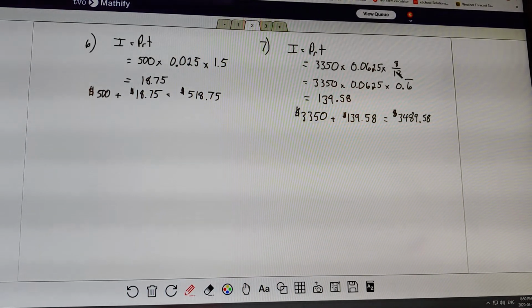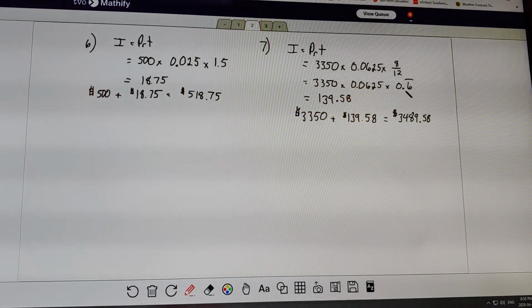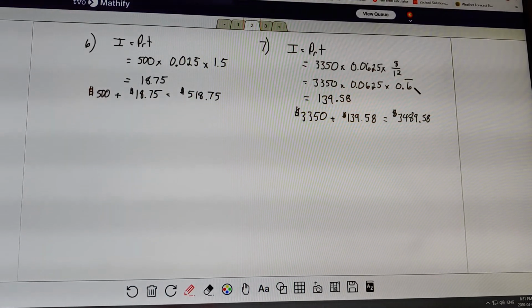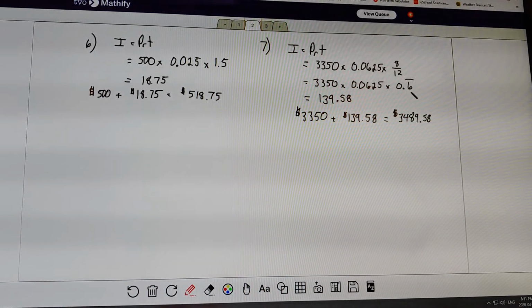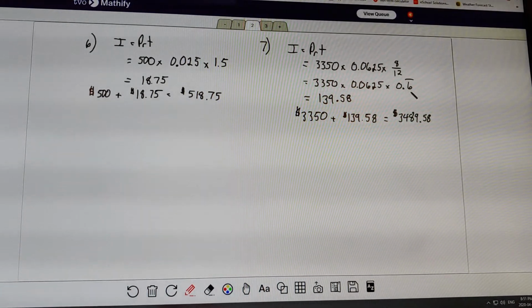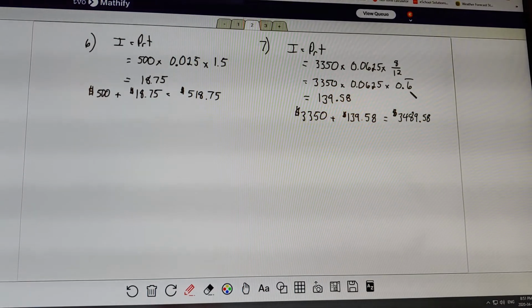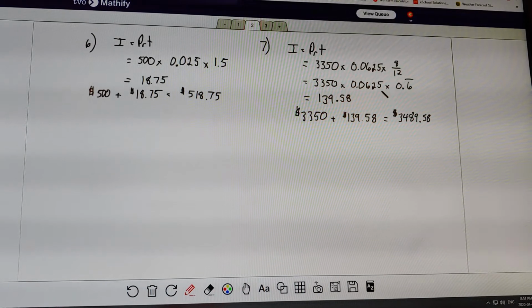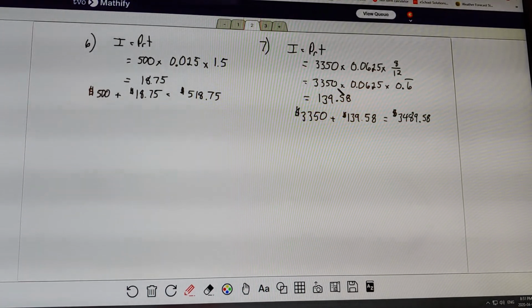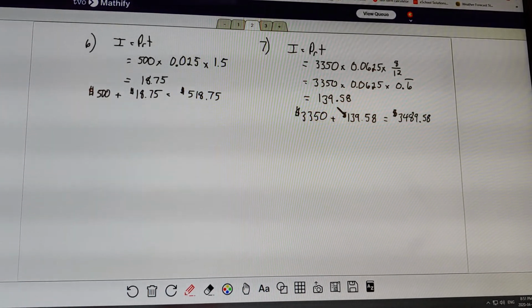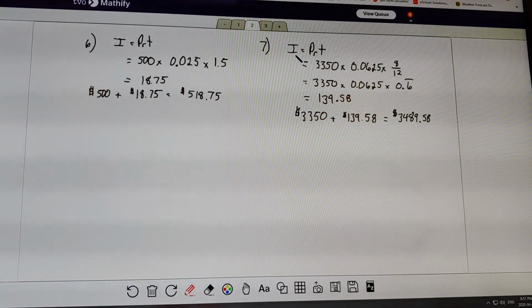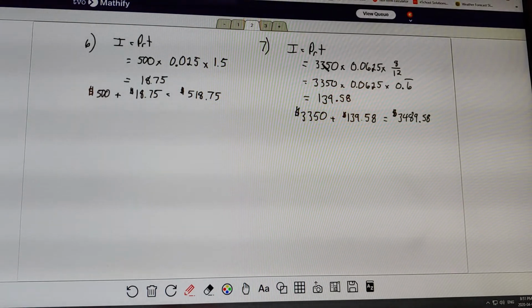Run this through the calculator. 8 divided by 12, you get 0.6666666, repeating all the way along. Leave that in the calculator. Do not rewrite this as 0.6 because then you've just made it really inaccurate and you're going to get a wrong answer. So with your calculator saying 0.6666666, you're then going to hit multiplied by 0.0625 multiplied by 3,350. And you get a total of $139.58 worth of interest.